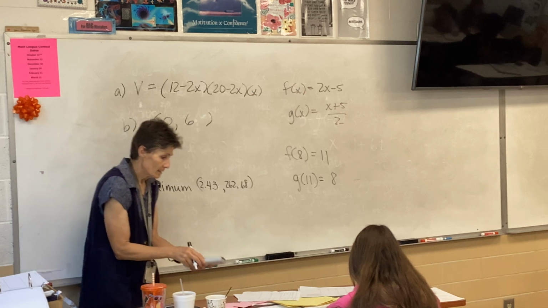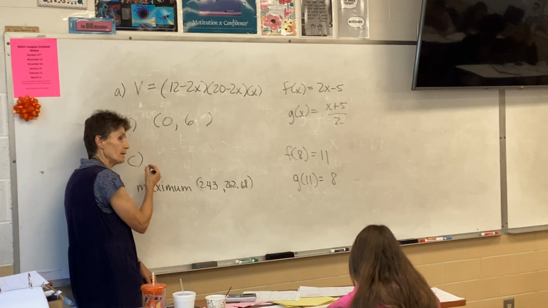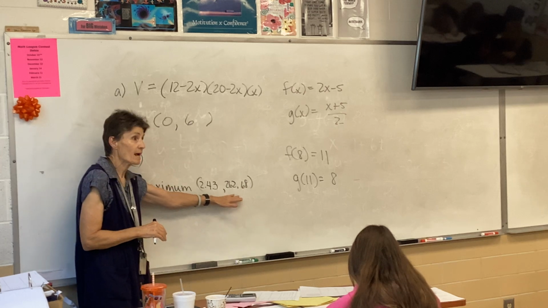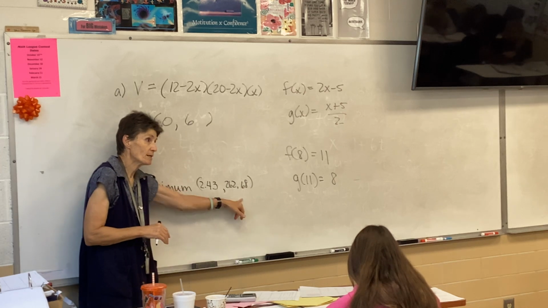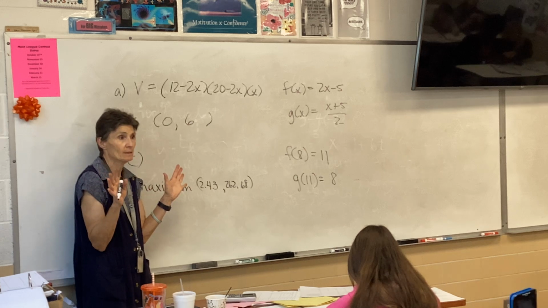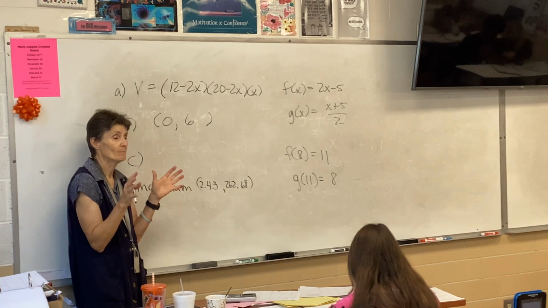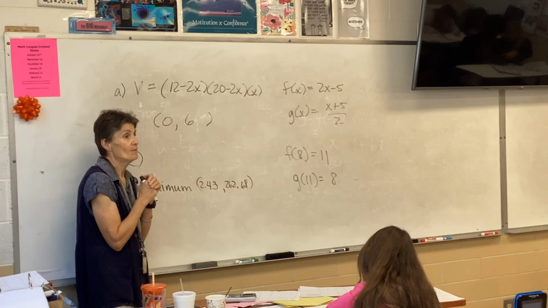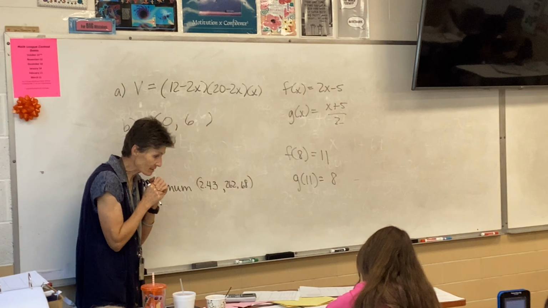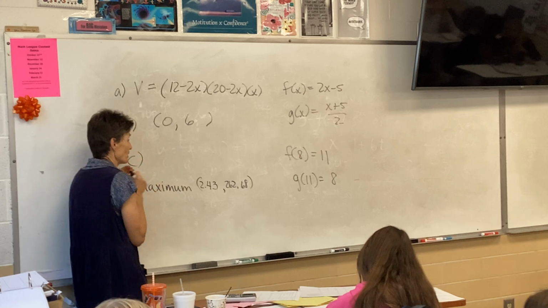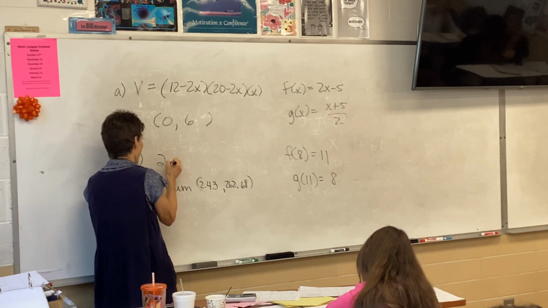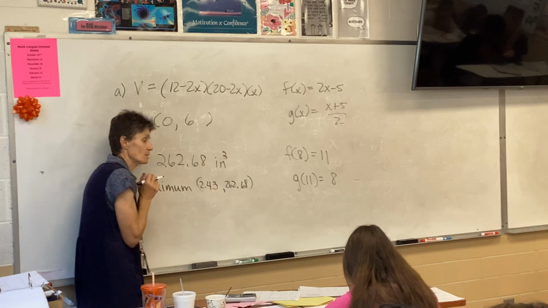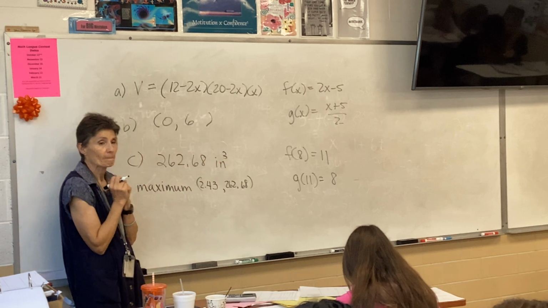Okay. Now, what do I put in the C answer blank? I'm warning you, if you put this down there, if this is what you put in your answer blank, you're gonna miss some points. Not all of them, but you're gonna miss some. Because what am I supposed to put in the answer blank? The volume, right? The maximum volume, which is which number? The Y, 262.68 cubic inches.